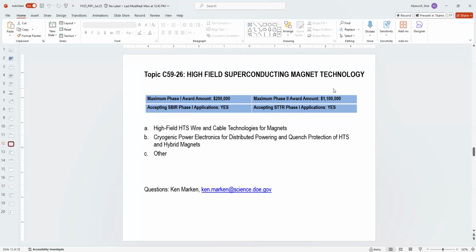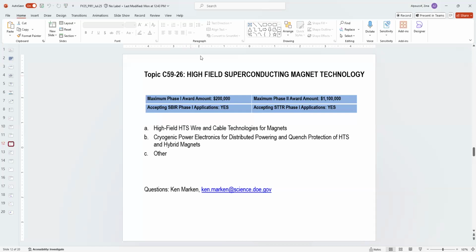And research partners in this area are primarily the magnet design groups at the national labs. These include the group at Berkeley Lab, Fermi Lab, and Brookhaven. And again, if you have questions beyond this, Ken Markin is the primary PM for this topic. Both subtopics here, feel free to reach out to Ken via email.